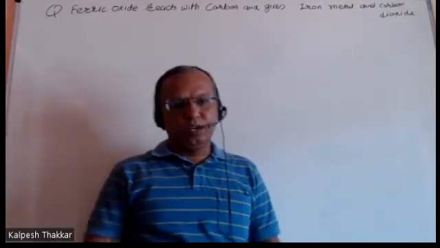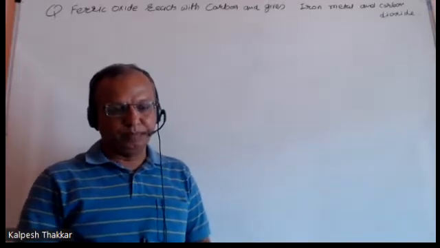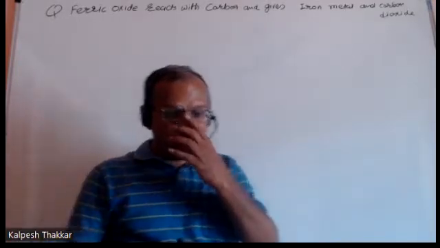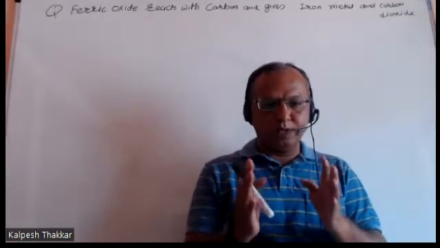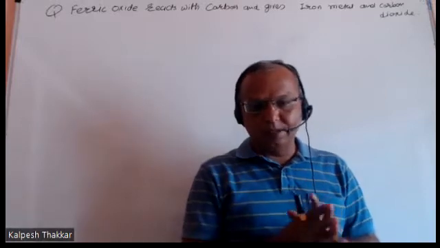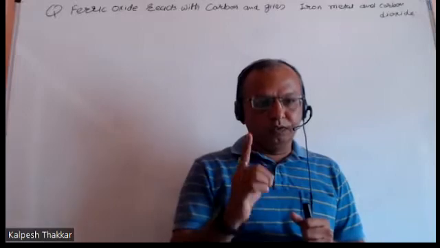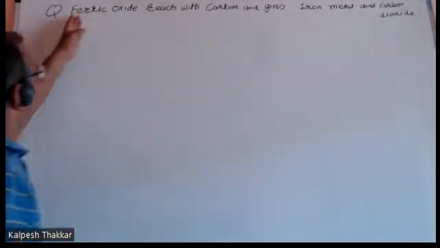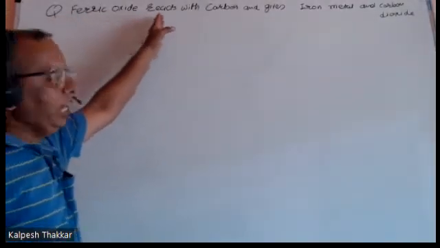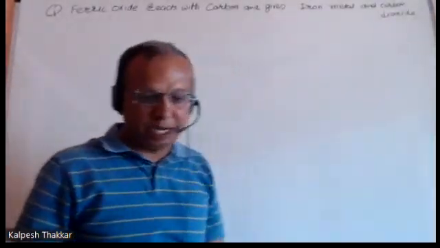Hello friends, today we are going to learn how to balance a chemical equation. For balancing a chemical equation, friends, we have to follow specific rules of the equation balancing method. In this video, we are going to learn one example in which ferric oxide reacts with carbon and gives us iron metal and carbon dioxide.